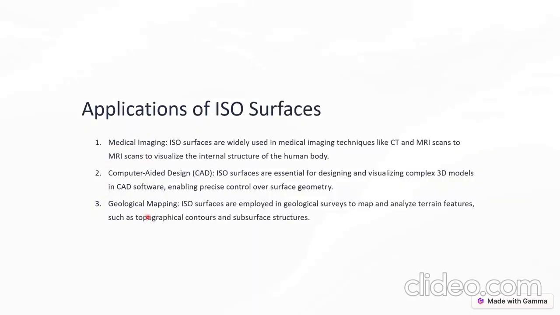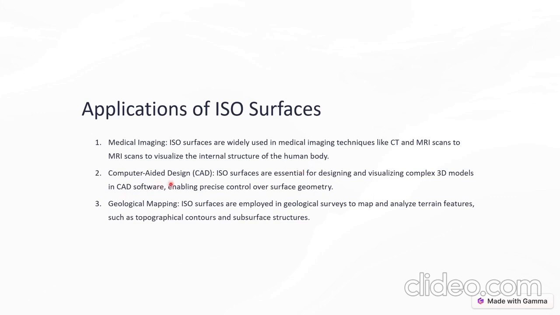There are three types of applications which I have to talk about: medical imaging, computer-aided design, and geographical mapping. So what is medical imaging? ISO surfaces are widely used in medical imaging techniques like CT and MRI scans to visualize the internal structure of the human body. It is very important and very useful. It provides a full interface where you can easily scan the human body and generate a report by using ISO surfaces.